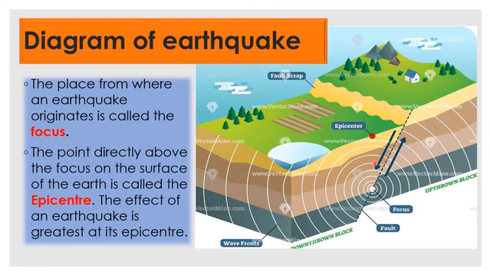The point directly above the focus on the surface of Earth is called the epicenter. See both the spellings, epicenter, you can see the difference here, T-E-R at the end and T-R-E. Both are correct, both can be written. Also known as hypocenter. So this is the place where these waves meet the surface of the Earth. And the effect of earthquake is the greatest at its epicenter.